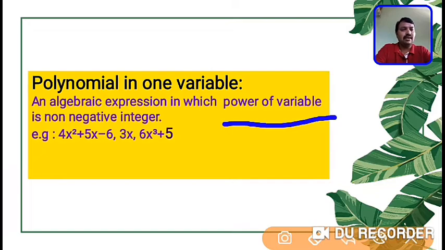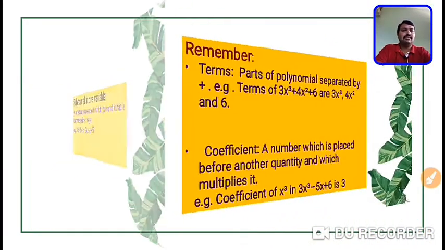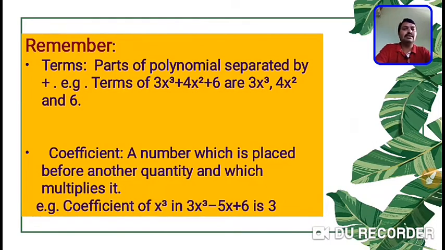Okay, the next one is, we have some vocabulary words which are related to this topic. So first of all, terms. You studied in 6th class also, in 7th, 8th also. Terms are the parts of polynomial separated by positive sign, plus sign. For example, terms of 3x cube plus 4x square plus 6 are 3x cube is the first term, 4x square is the second term and 6 is the third term.